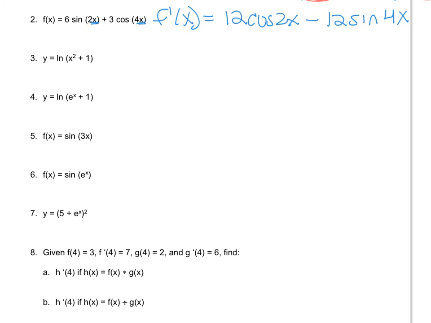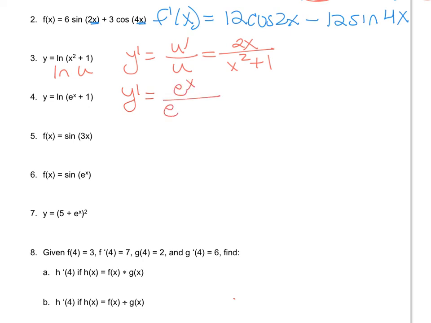For 3, this is an ln of u. And if you look at your formula sheet, the derivative is u prime over u. So the derivative of x squared plus 1 is 2x, and then the u is just the x squared plus 1. We're going to do the same thing for 4. So u prime, the derivative of e to the x plus 1, is e to the x over that argument of e to the x plus 1.